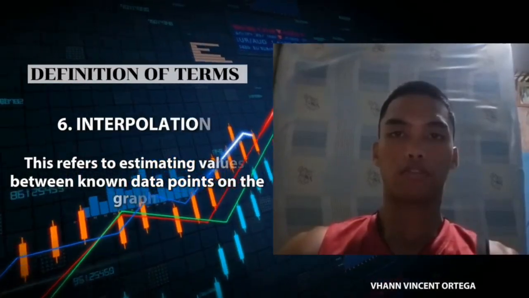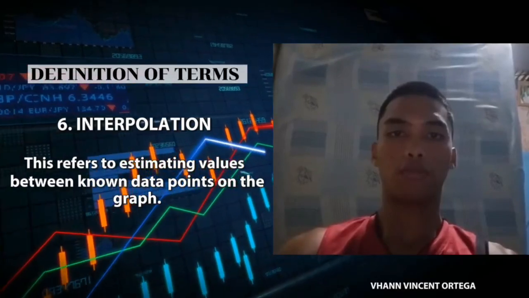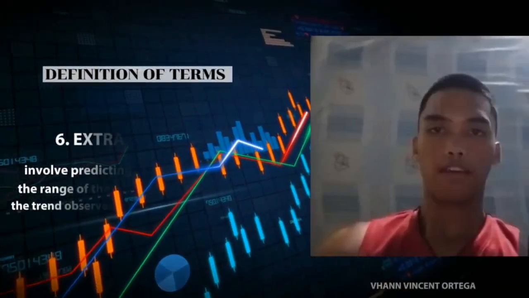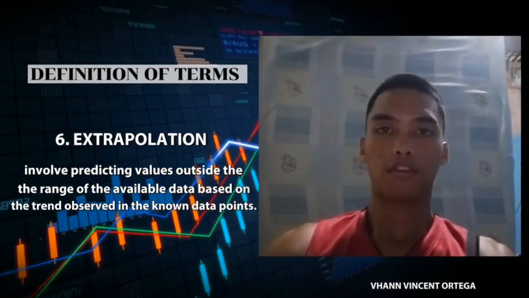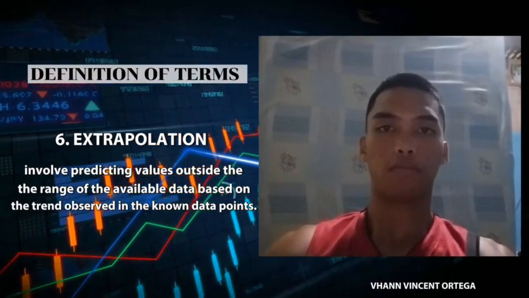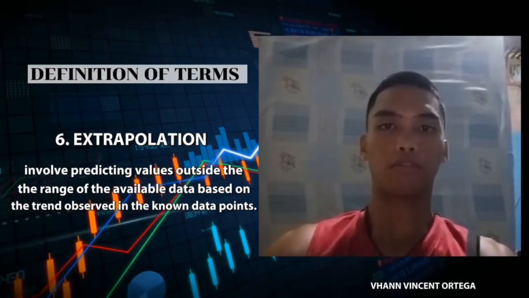Interpolation. This refers to estimating values between known data points on the graph. Extrapolation involves predicting values outside the range of the available data based on the trend observed in the known data points.